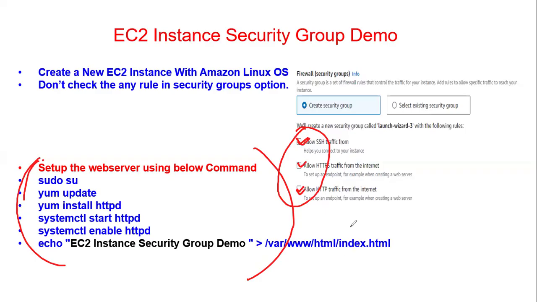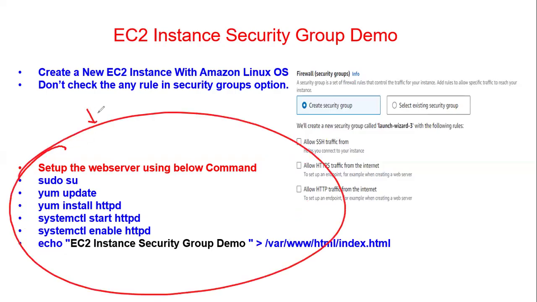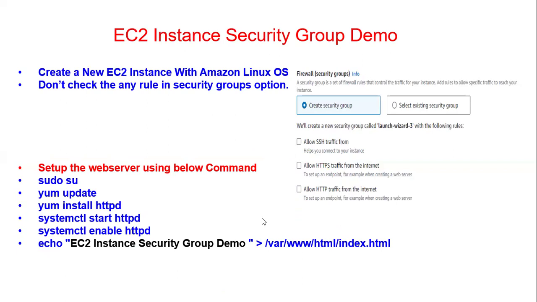So in short, we are going to see how the firewall works and how to edit the firewall settings, using the same lab. Why are we using the same lab? To avoid any confusion. So let us launch the EC2 instance first, but this time we will not check any option.